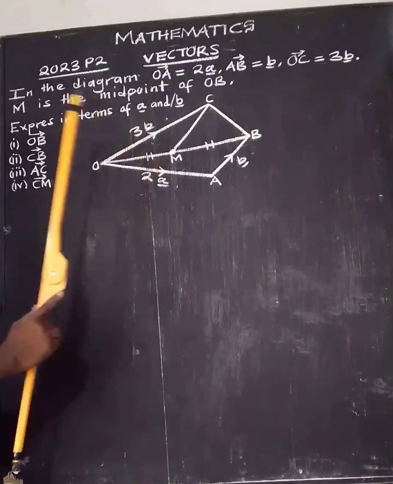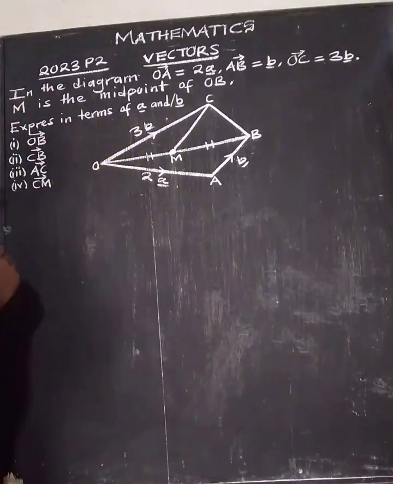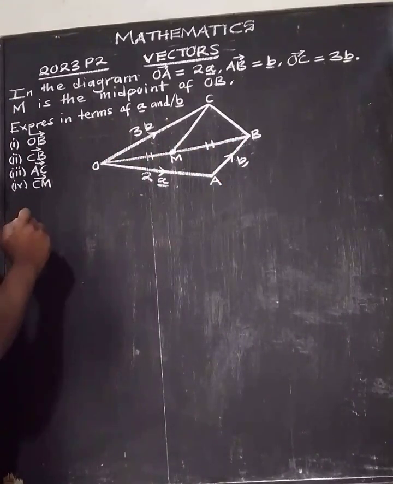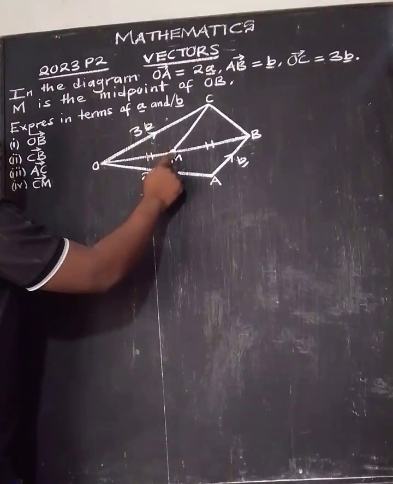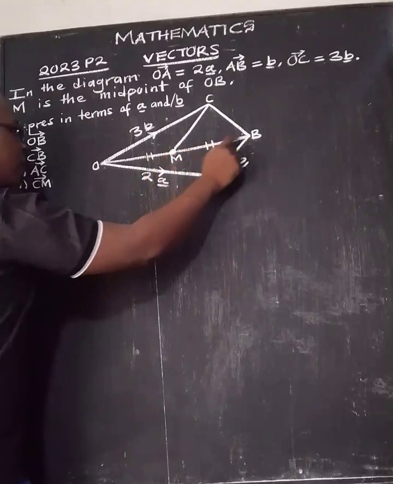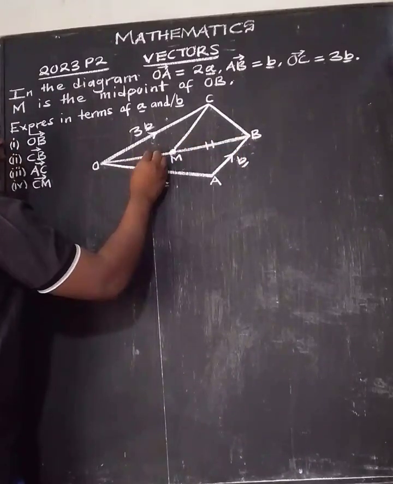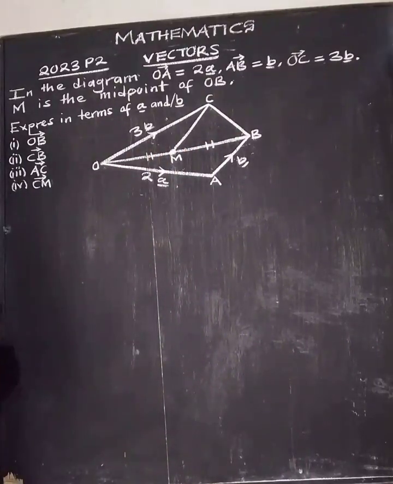OB. So we are told M is the midpoint of OB. What this implies is that OM and MB, these two, are equal. No wonder they have got these bars. Meaning they are equal. M is the midpoint.